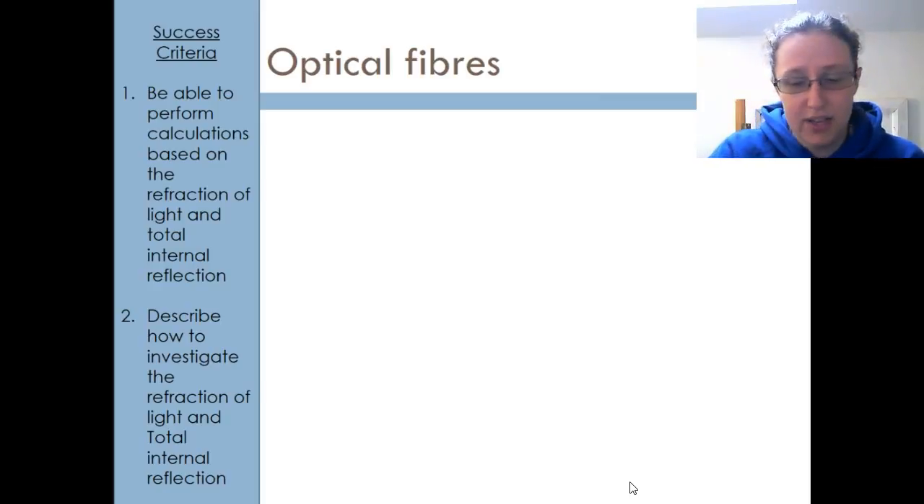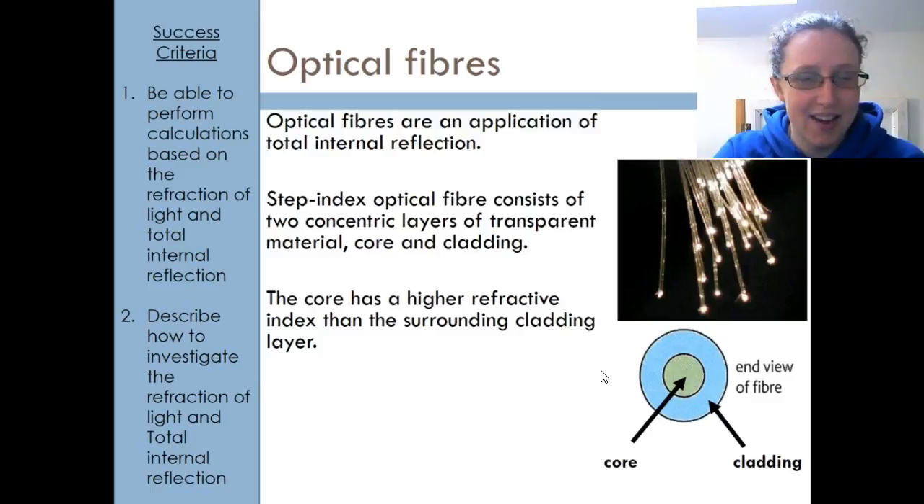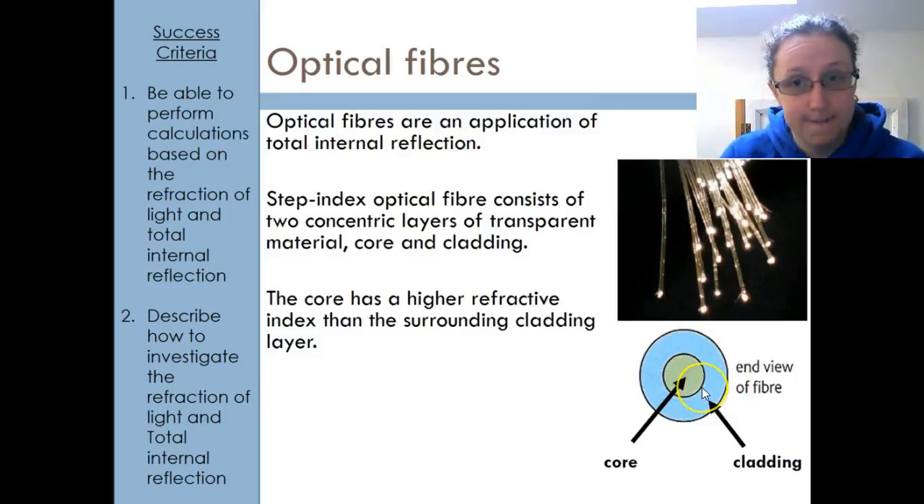So hopefully I say total internal reflection and you instantly go, oh, we use that in optical fibres, and that is where it is mostly used. We use something called step index optical fibres, and basically, in a real simple sense, they consist of 2 layers. So the core and then the cladding. Both are transparent, but they are slightly different materials, so have different n values. And the core is the one that has the higher refractive index than the outer layer, so that means that the total internal reflection can happen within the core.